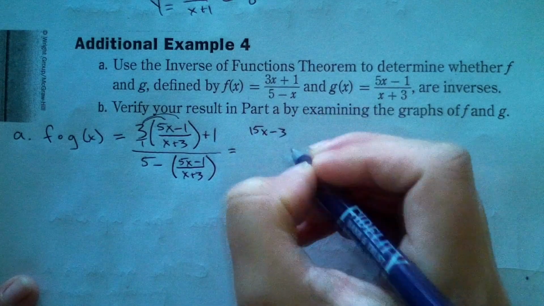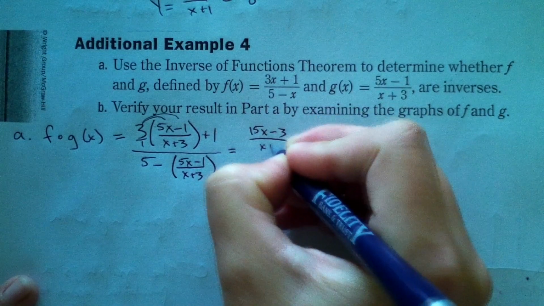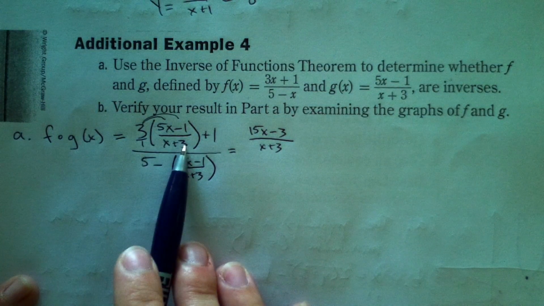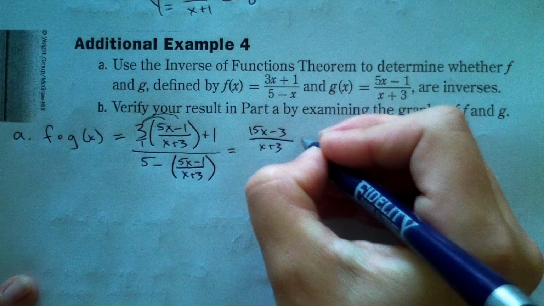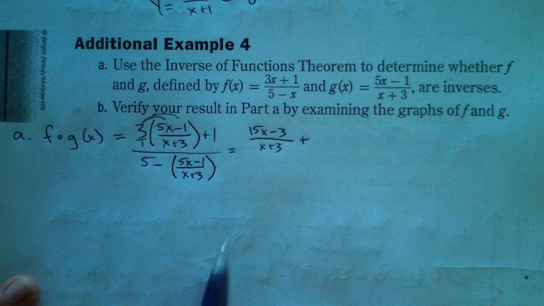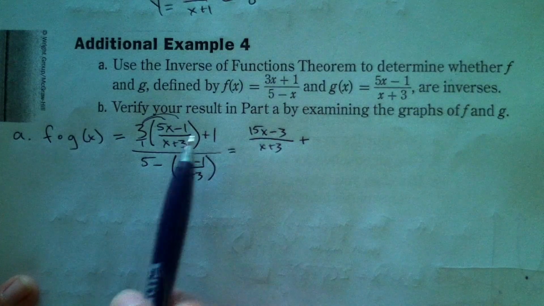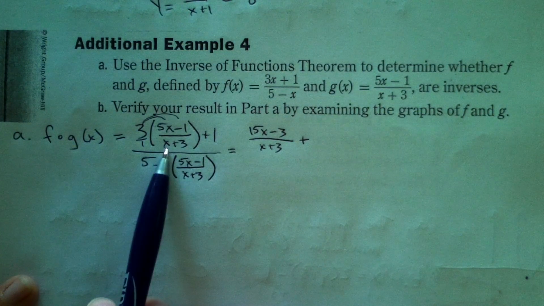Plus, and then here when we go to do our 1 here, can I add 1 and something with an x plus 3 on the bottom? Like, can I add two things that don't have the same bottoms for fractions? You can't. So what you actually have to do is get that 1 to have the same exact bottom as this here.